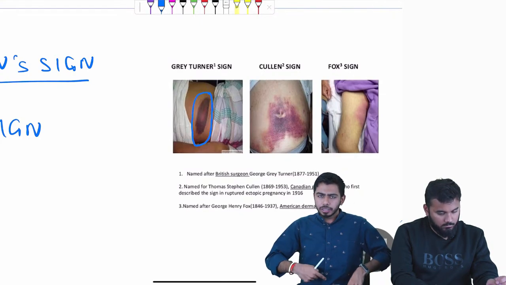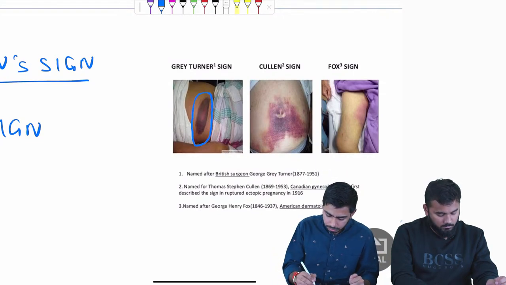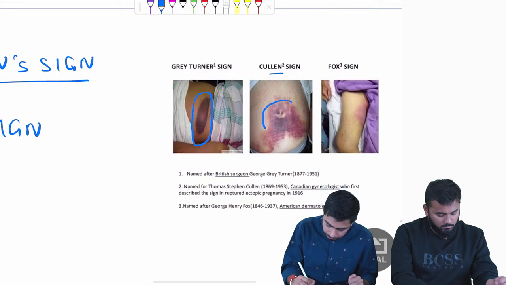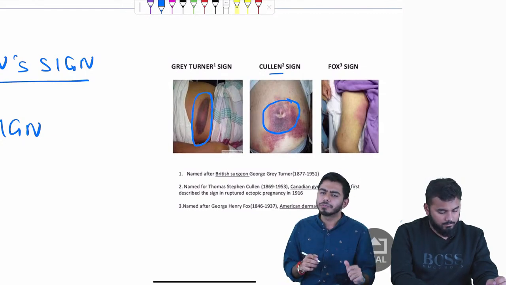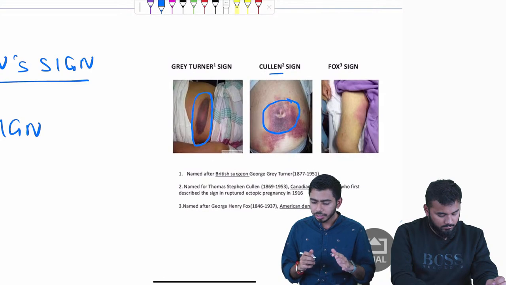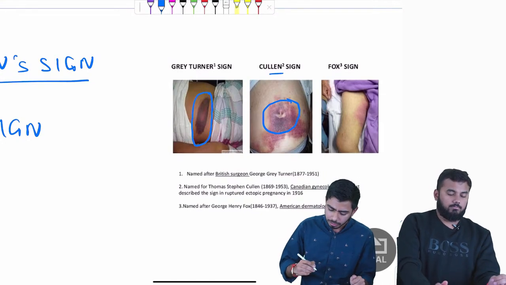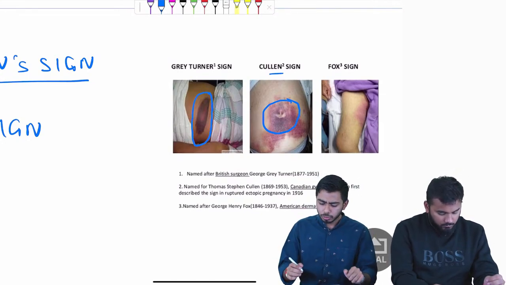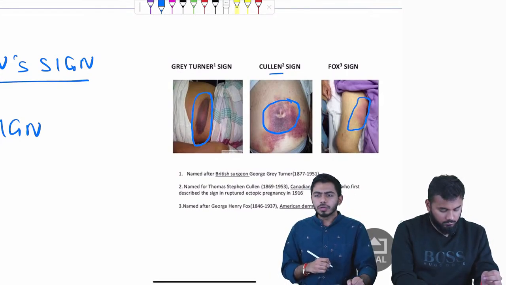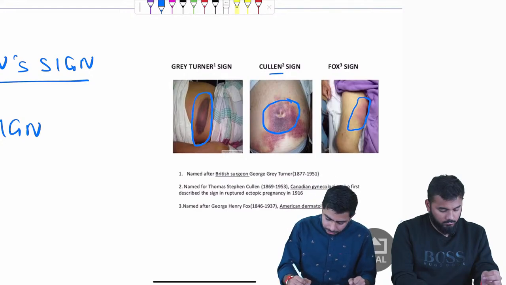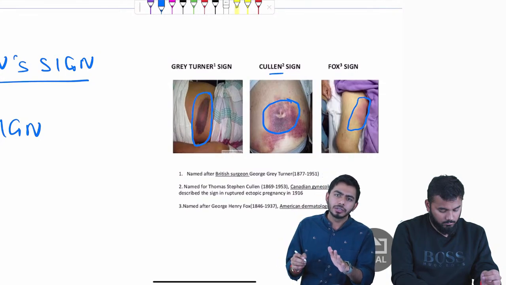In the Cullen sign, if you see bluish discoloration in the periumbilical area, that is termed the Cullen sign. Here in the periumbilical area you can see bluish or reddish discoloration. The Fox sign is not asked very commonly; usually Grey Turner and Cullen signs are asked. In the Fox sign, the discoloration is seen below the inguinal ligament. Now, if the patient is coming to the casualty and you are seeing these signs, then you are already late in making your diagnosis.